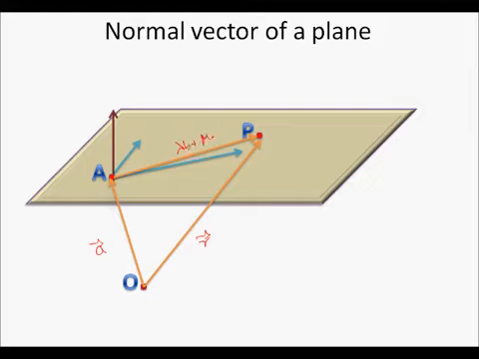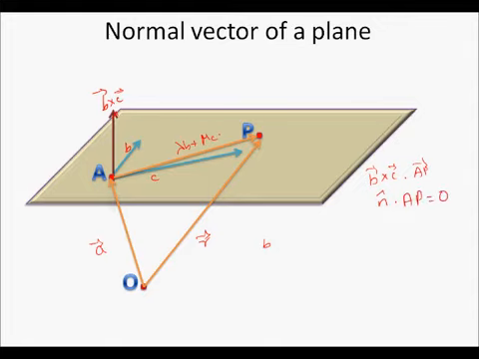But what is this normal vector? This is perpendicular to the plane containing B and C. Therefore, this vector will be along the direction of B cross C. So this line vector, which is the normal vector, is B cross C. And we know that B cross C is perpendicular to AP, right? Or we can also say the normal dot AP is equal to 0.